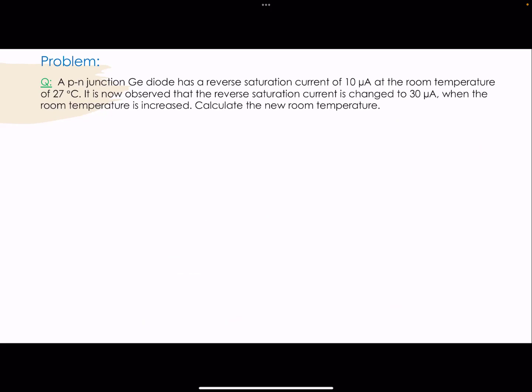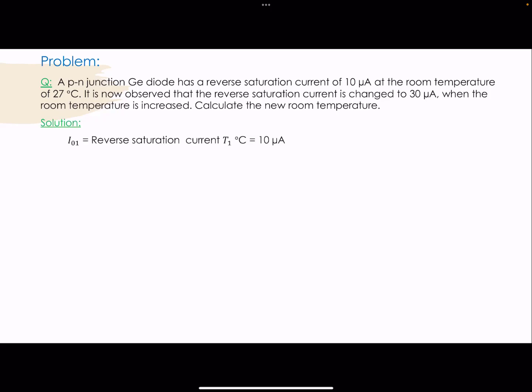The question is, a PN junction germanium diode has a reverse saturation current of 10 microamperes at room temperature of 27 degrees centigrade. It is now observed that the reverse saturation current is changed to 30 microamperes when the room temperature is increased. So calculate the new room temperature. Now let us see the solution.